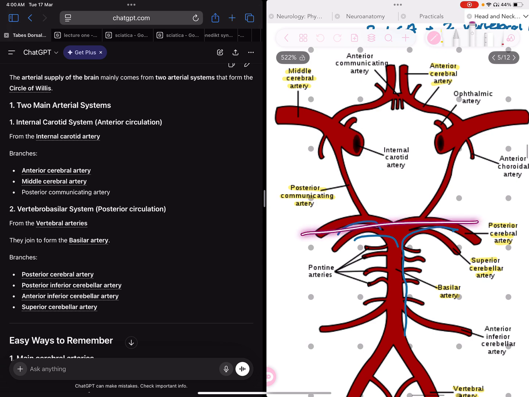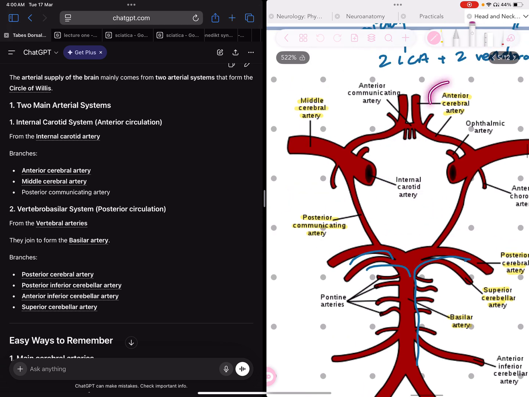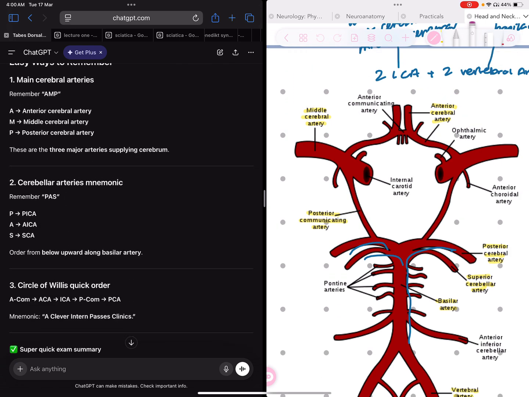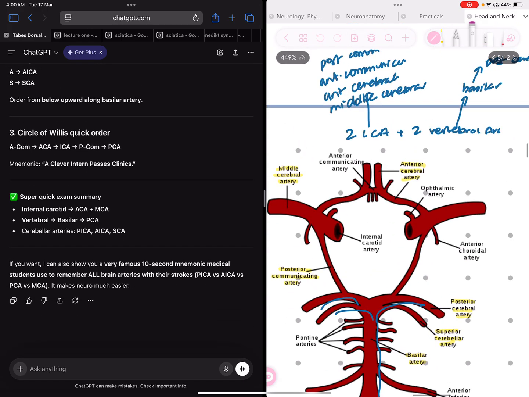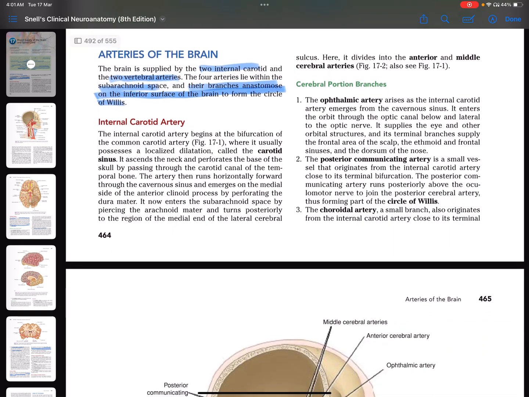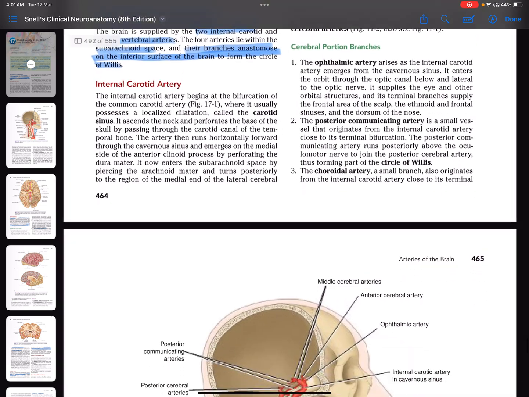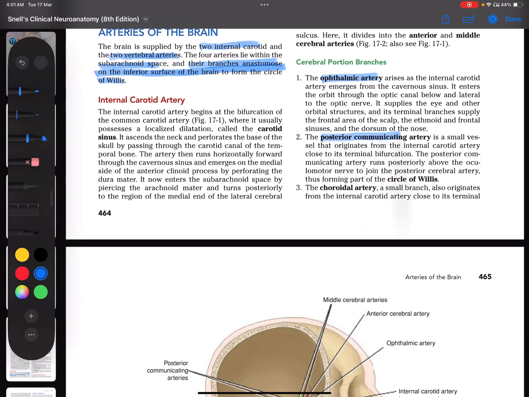And when you talk about the anterior, the internal carotid artery is the main blood supply. Its branches are the anterior cerebral, middle cerebral, and posterior communicating. Easy. So these are the two arterial systems that you should be aware of. And you can see this diagram that shows how it goes. So basically, the internal carotid artery has these branches. The cerebral portion has the ophthalmic branch. There are further branches, so the ophthalmic artery, posterior communicating artery.